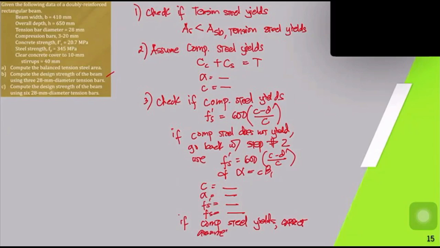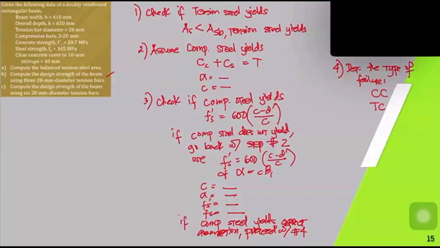Proceed with number 4. So sa number 4, check or determine the type of failure, if it is compression controlled, tension controlled, or transition. So that we can know the reduction factor phi. And then lastly, we can now compute for phi Mn.